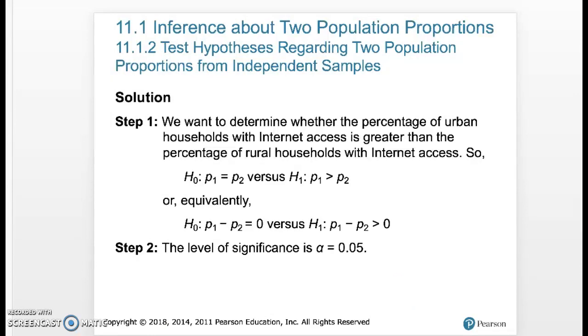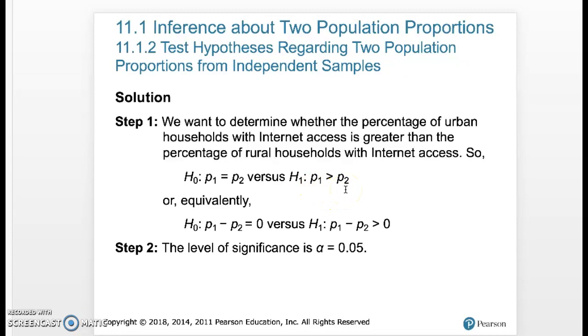All right, so our next step is to make sure we set up our null and alternative correctly. So our null is going to be, if nothing is going on, the two population proportions are going to be equal. There's no difference. But what the researcher really thinks is that urban households have a greater proportion of internet access than rural. So we're suggesting a p1 is greater than p2.